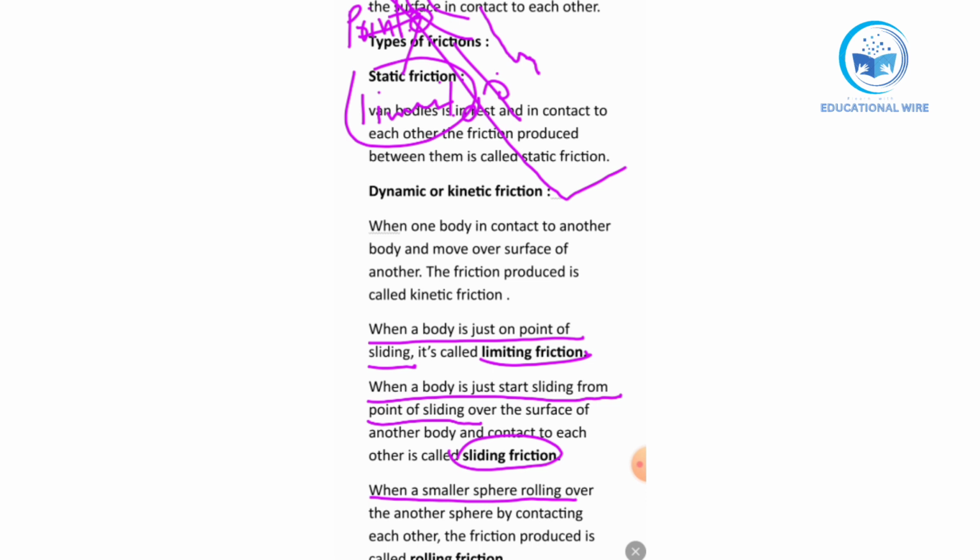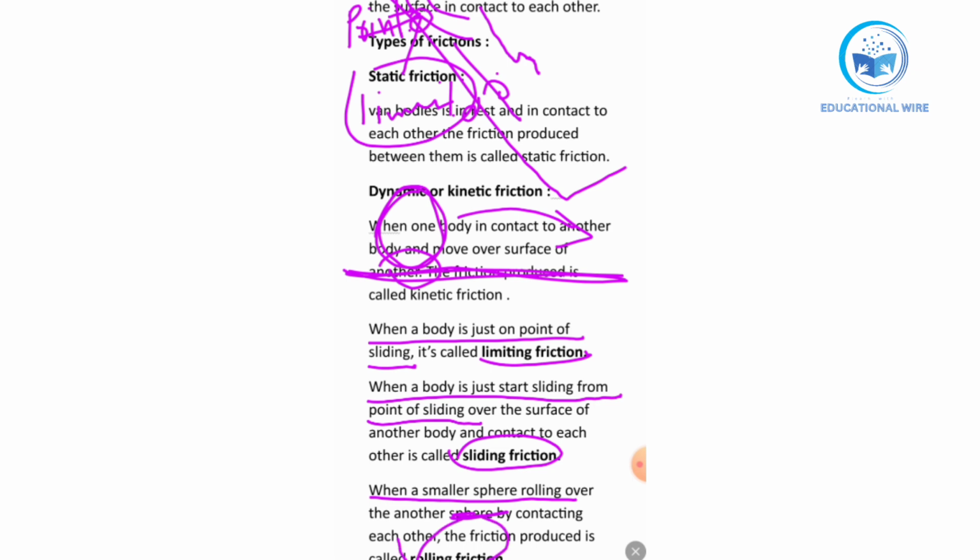Another is when a small sphere rolls over another surface, in contact with each other. Let's suppose we have a tire as a rolling object. When a rolling sphere contacts another body and moves forward, the friction produced between this rolling object and the body is called rolling friction.